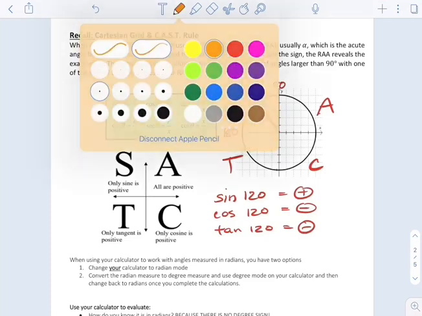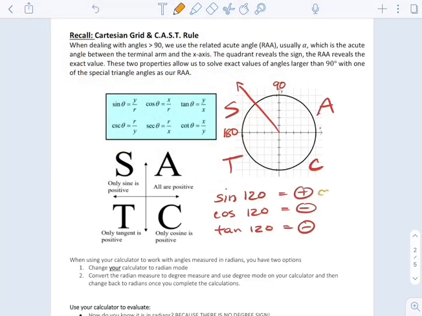Now, what about their reciprocals? So what about cosecant?